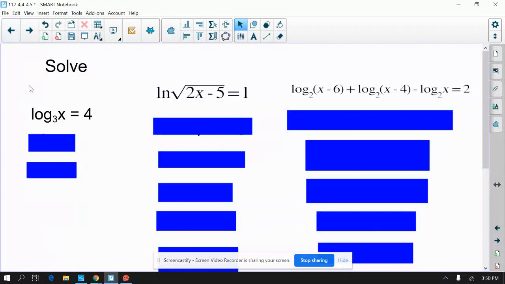All right, last page here. So 3 more to solve. How do I solve for x here? Again, some basic properties of logarithms.